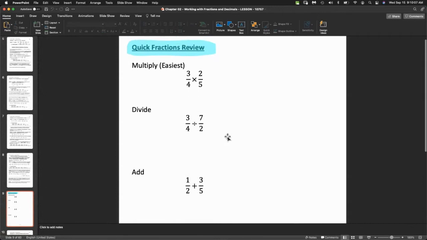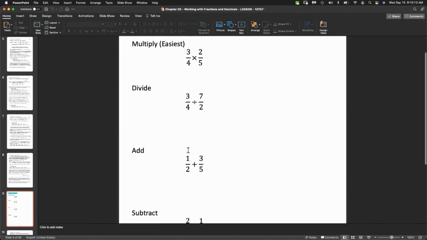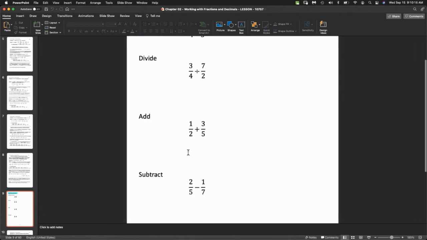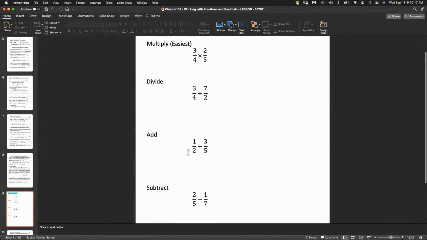So what I've done here is a one-pager on reviewing your fractions. I've got 3 of them here. There's also subtract. Although adding and subtracting are essentially the same process in terms of setup, what I want you to do is take maybe 2 or 3 minutes and just try to do all 4 of these questions. Okay, so just try that on your own.